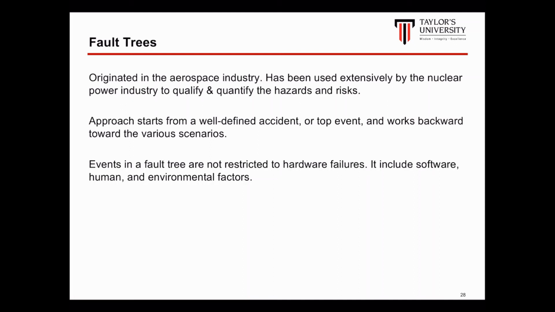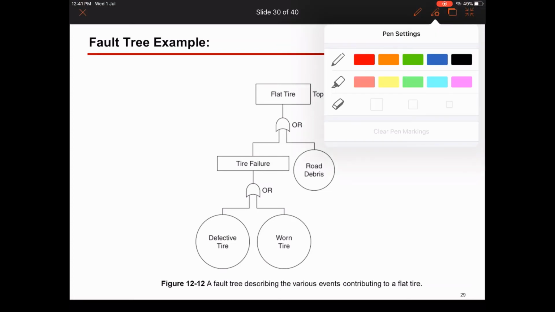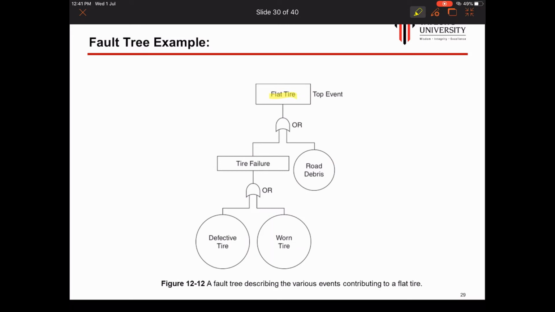So the events in the fault trees are not restricted to hardware failure. It also includes software, humans, and environmental factors. However, we often stop the fault tree analysis at places that are out of our control. Let me show you with this example. Okay, so we start with a simple one, a flat tire. A flat tire as a top event. Then we start to brainstorm what can cause a flat tire.